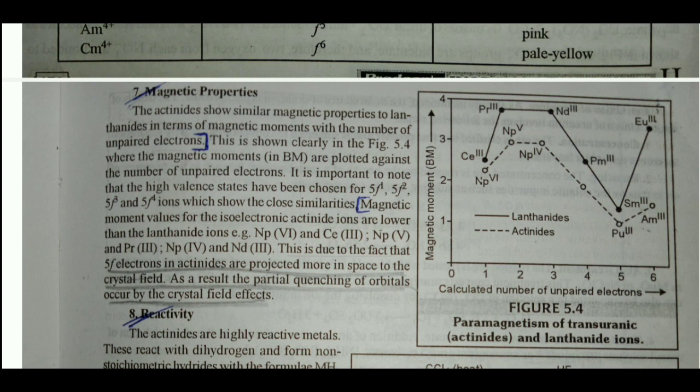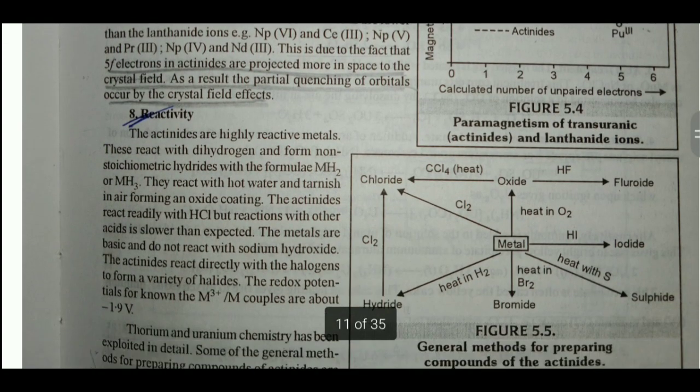Magnetic moment values for the isoelectronic actinide ions are lower than for the lanthanide ions, for example Np6+ and Ce3+, Np5+ and Pr3+, Np4+ and Nd3+. This is due to the fact that the 5f electrons in actinides are projected more in space and are exposed to the crystal field. As a result, partial quenching of orbital contribution occurs by the crystal field effects.